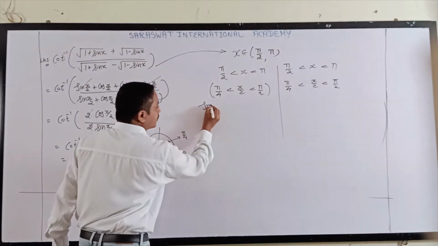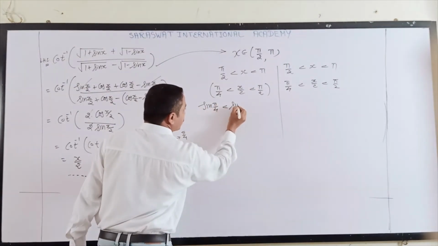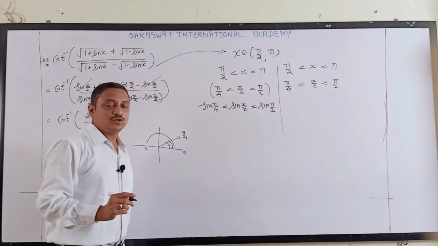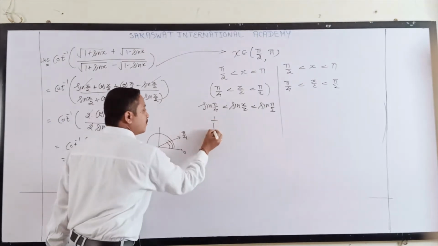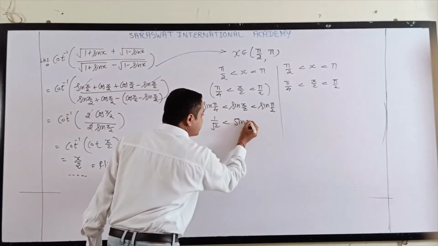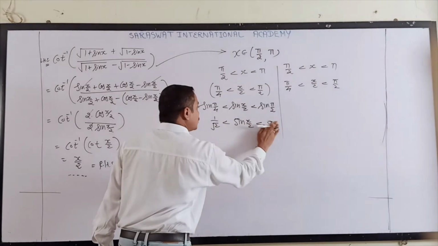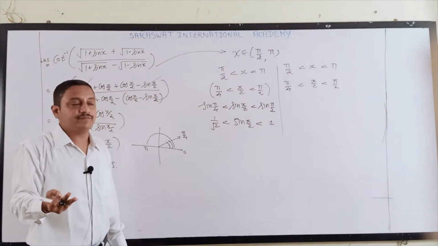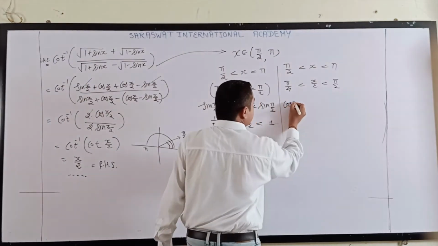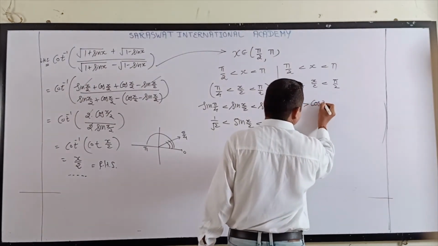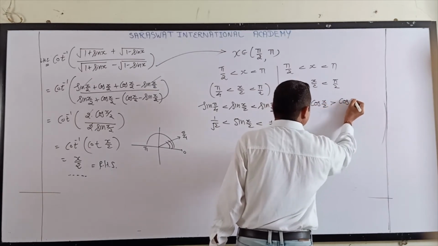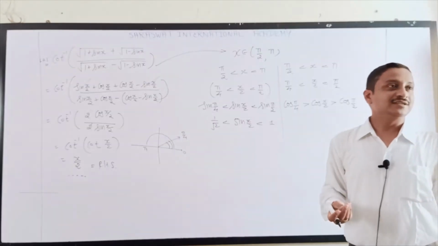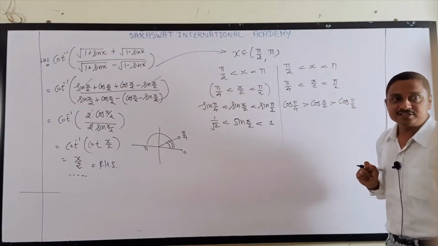Apply the sine. Pi by 4, sin x by 2, sin 90. You know sin pi by 4? 45, 1 by root 2. Sin x by 2 same, and sin 90? 1. Here check, sin range is 1 by root 2 to 1. Cos apply, the inequality changes definitely. You know students, why the inequality changes? Because cos is a decreasing function, and for a decreasing function the inequality changes.